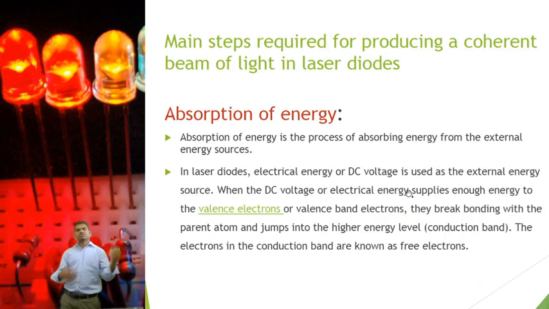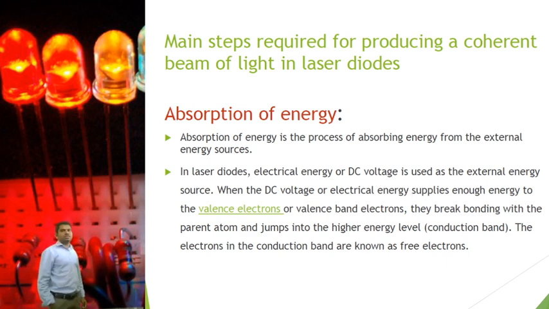And what are the main steps required to produce the coherent beam of laser output in laser diodes? There are three steps required. The first is absorption of energy, then spontaneous emission, and then stimulated emission. These are the three major steps we use to produce the laser beam output. What is absorption of energy?